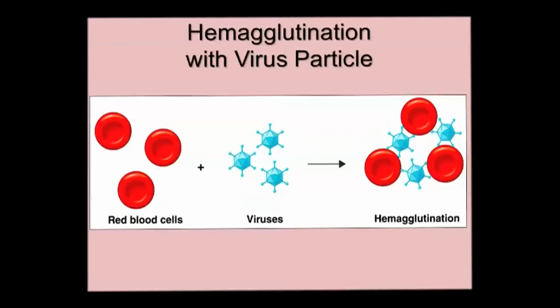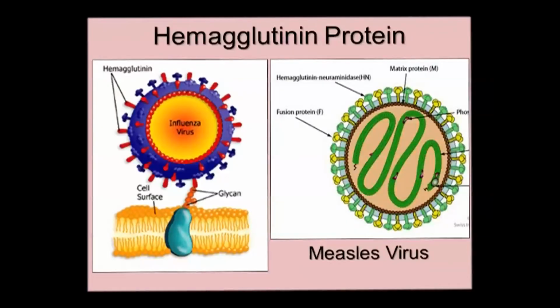Hemagglutination also takes place in the presence of some specific viruses like mumps virus, influenza virus, parainfluenza virus, and measles virus. These viruses have a protein on their surface called hemagglutinin. This hemagglutinin protein recognizes specific molecules present on the RBC surface. They bind to the RBC surface and then cause hemagglutination.